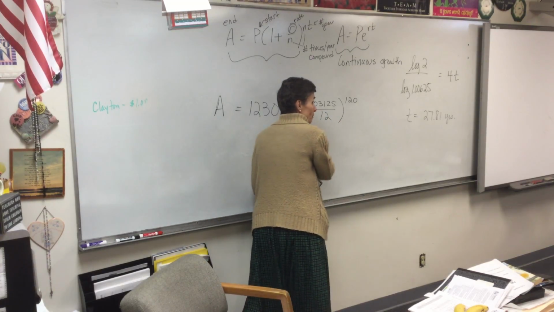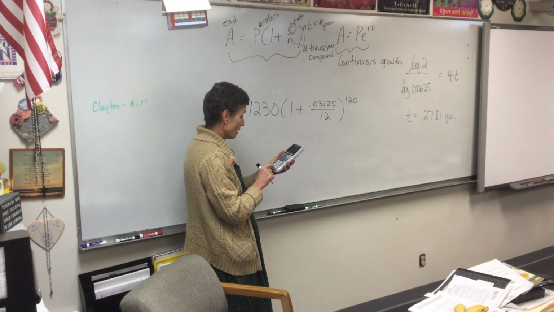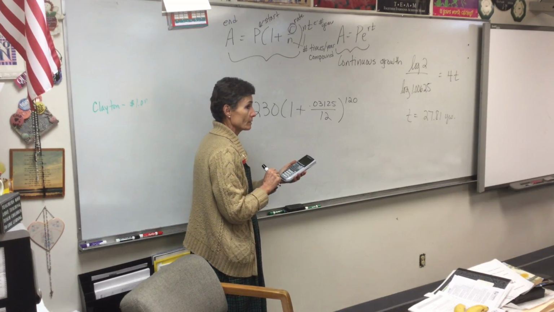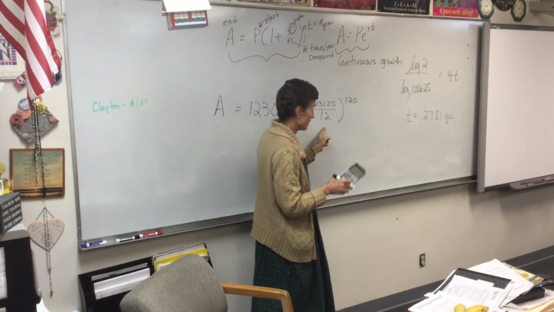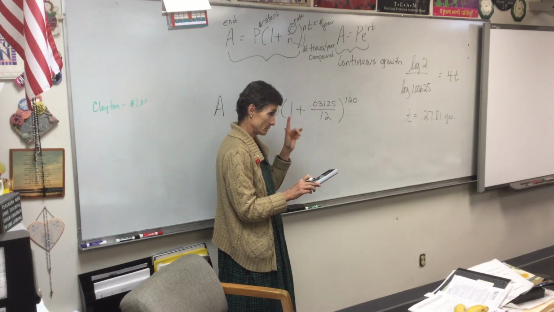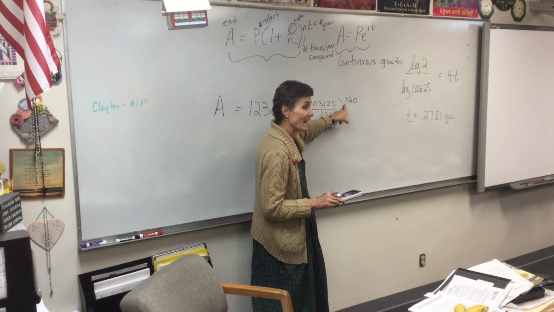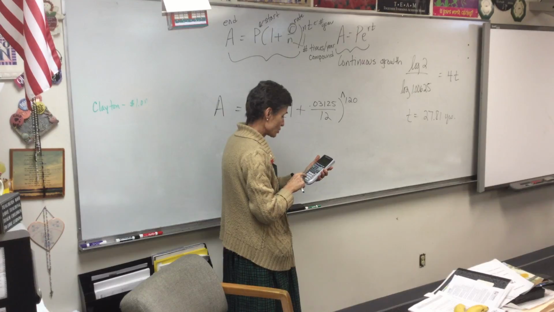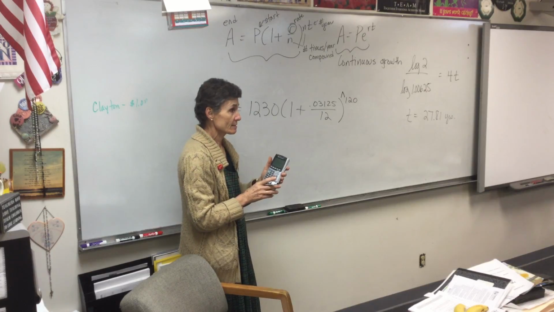You're just gonna type it in. So as always, we'll start with the parentheses, so type it with me if you have your calculator. 1 plus 0.03125 divided by 12. Now just type that much. Did you get 1.0026 something? Okay? Now that's this. Now what do we need to do with that? We need to take it, use that button right there, to the 120th power. Did you get 1.366? Yeah.